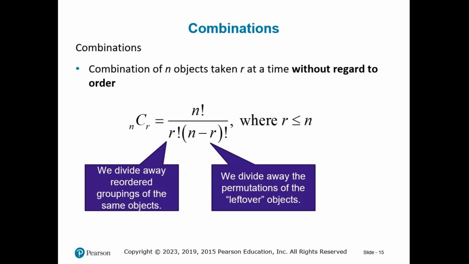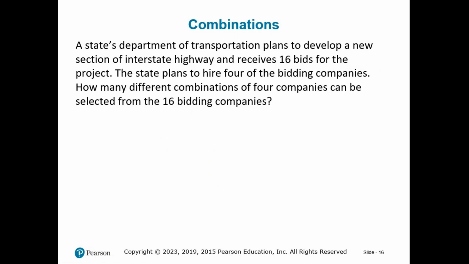Okay, let's look at an example. A state's Department of Transportation plans to develop a new section of interstate highway and receives 16 bids for the project. The state plans to hire 4 of the bidding companies. How many different combinations of 4 companies can be selected from the 16 bidding companies? Okay, so right away we need to discern that order is not important here. They aren't hiring the companies in any sort of order, so combination is what we want to use here.